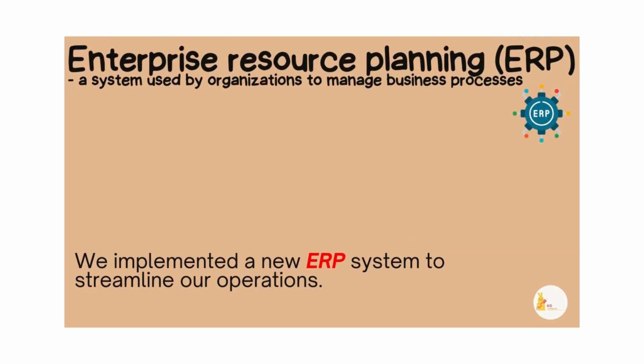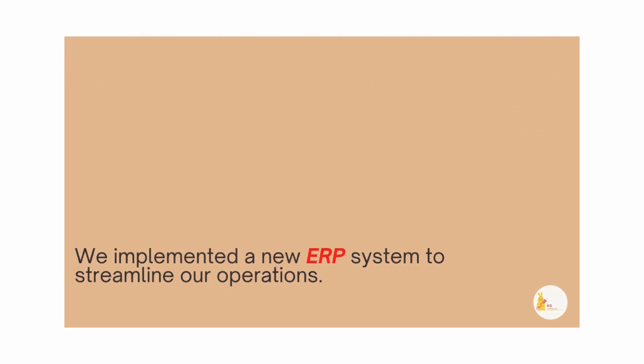Number 2, enterprise resource planning or ERP. Please repeat. Enterprise resource planning or ERP means a system used by organizations to manage business processes. Example: we implemented a new ERP system to streamline our operations.